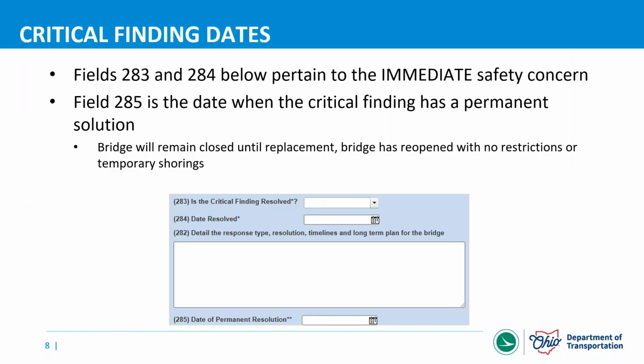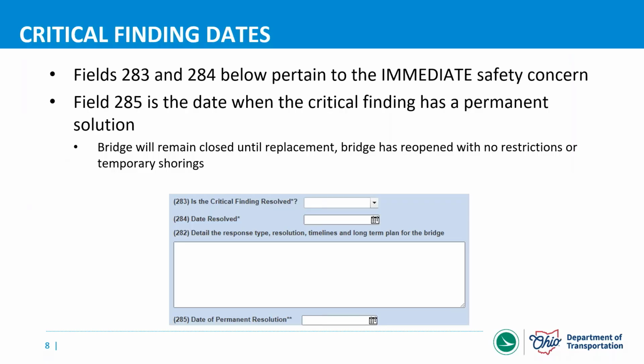And then that date is when that happened. 285 is when the issue has been permanently resolved. So, for example, if the critical finding was identified and the solution is that this bridge will remain closed until it's replaced, then it's fully taken care of. You can fill out a date in field 285, because this bridge will never open again until it's replaced.